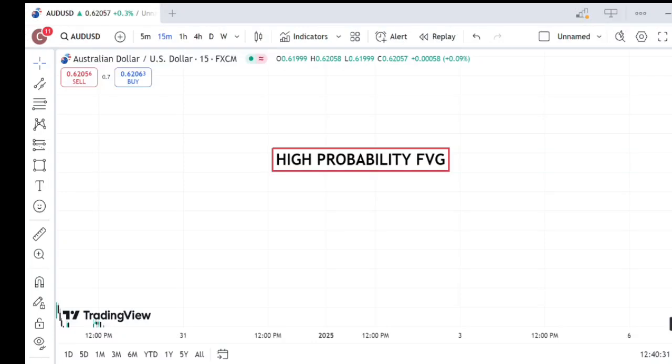Hi traders, if identifying the right fair value gap or high probability fair value gap has been an issue for you, you don't need to worry, because in this video I will show you how to identify high probability fair value gap and take the best trades.